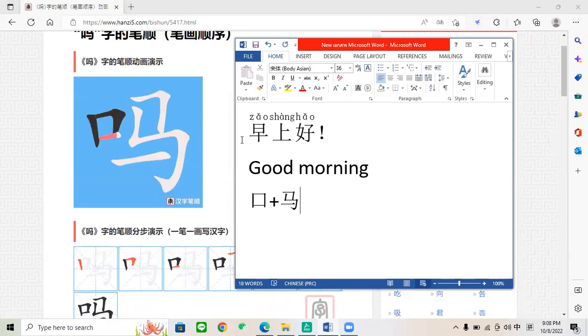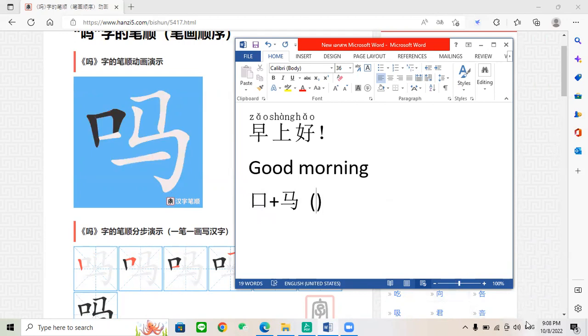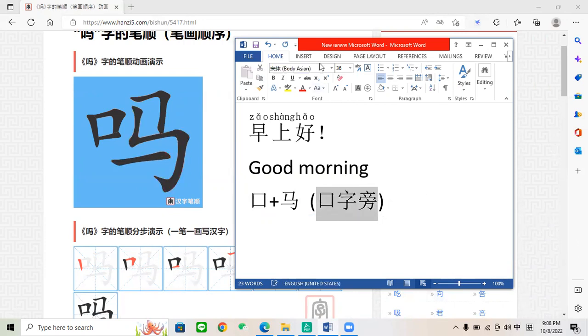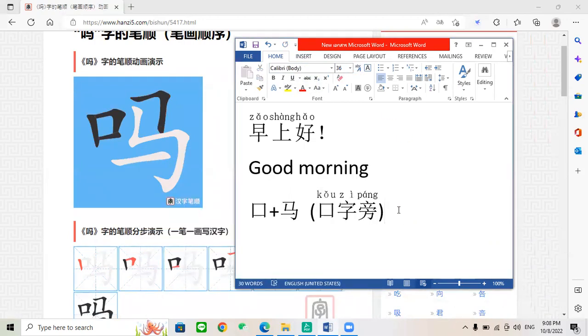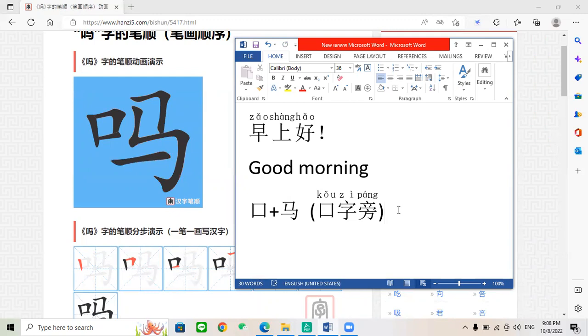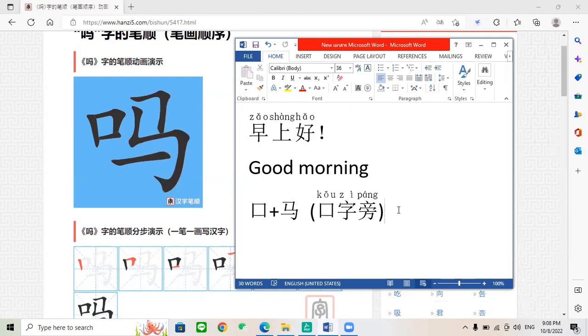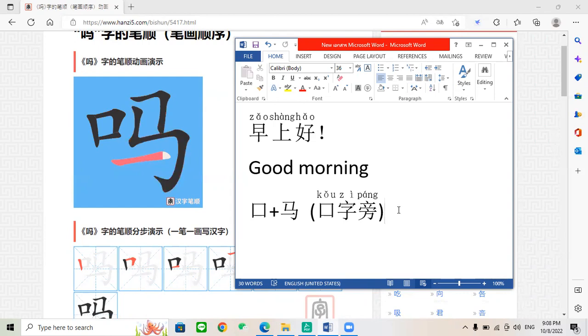So this part, we call it radical of mouse, or we usually call it 口字旁 in Chinese. 口字旁 means radical of mouse. So it's a radical, and this one is a very important radical. So why do we say it's a radical of mouse? That means usually when you see a Chinese character with a radical of mouse, this character is normally related to something about the mouth. Let me give you some examples.